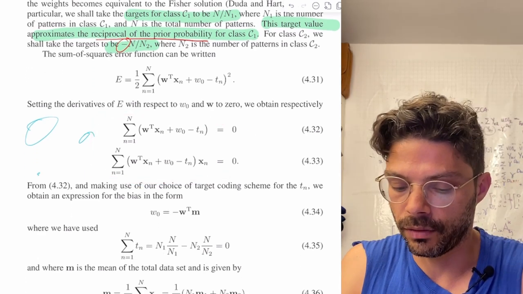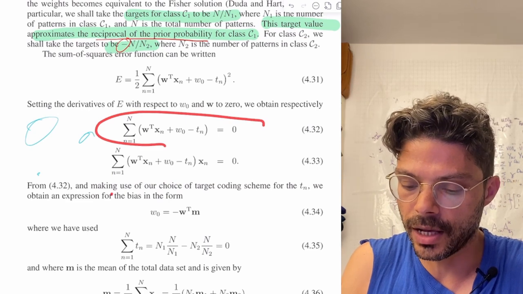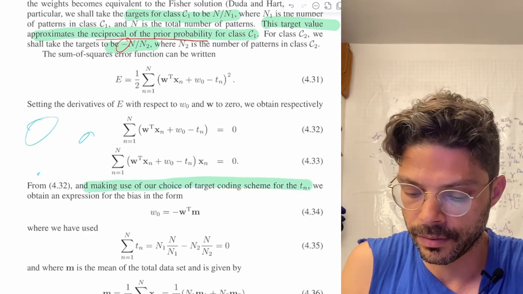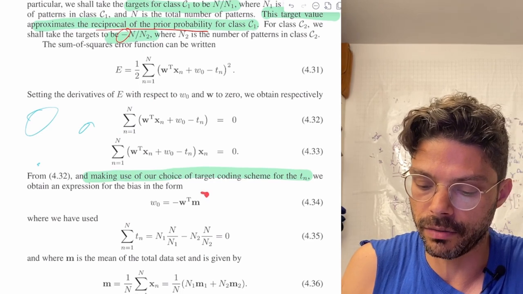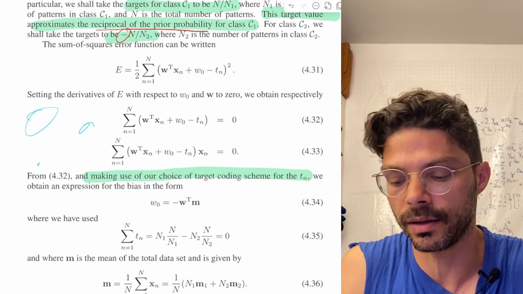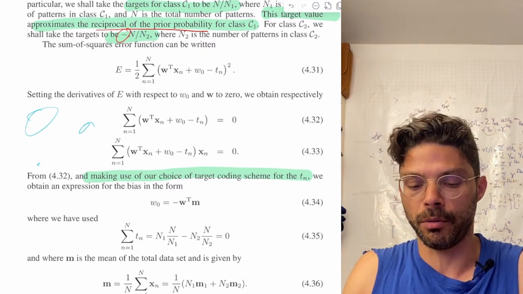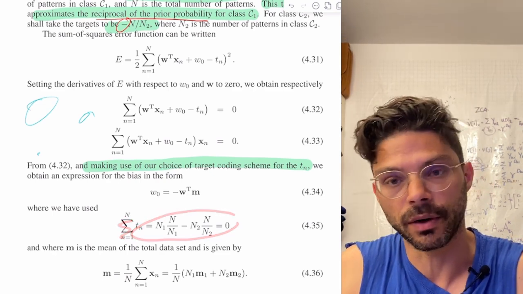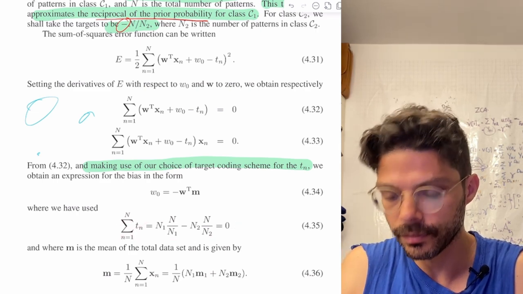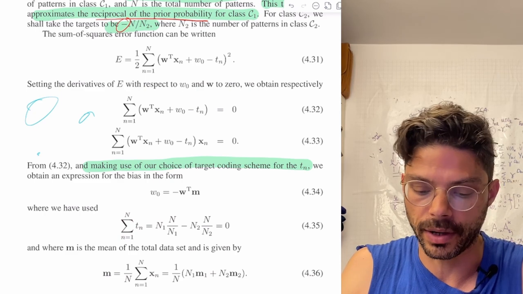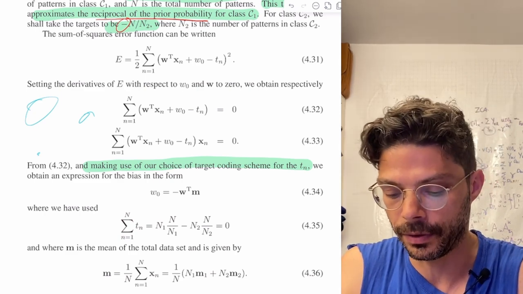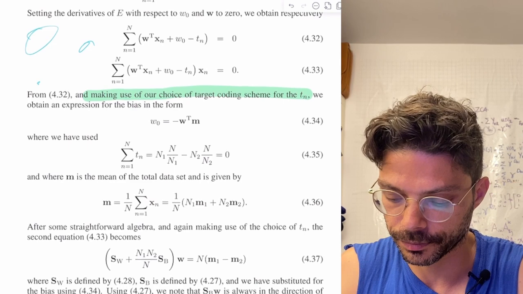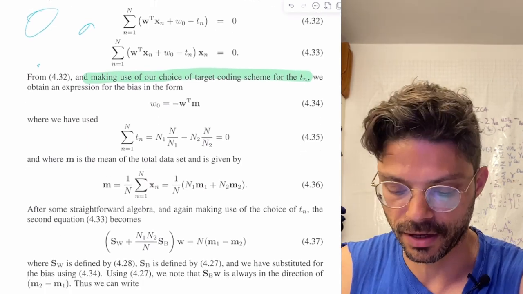from 4.32, this condition, and making use of our choice of target coding scheme, we obtain an expression for the bias. You're just projecting your weights onto the global mean, where we have used that the sum of the labels sums to 0. So essentially our labels are balanced: you weighted them and gave them the right sign so that they add up to 0. And m is the mean, exactly what you would expect. Then you just do some algebra, which we can work out in exercise 4.6.